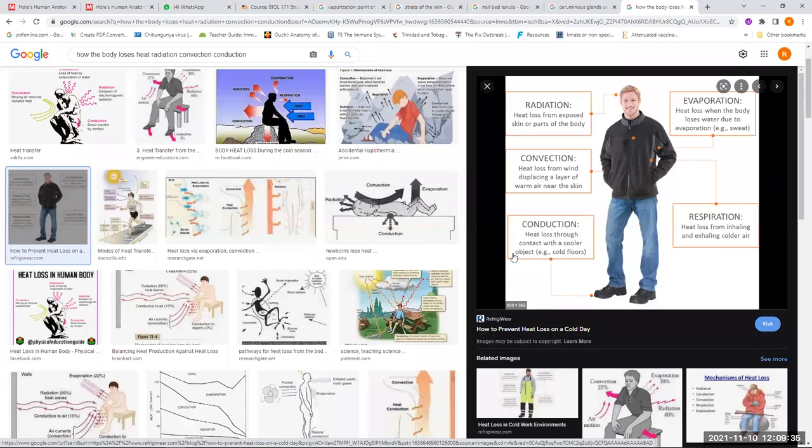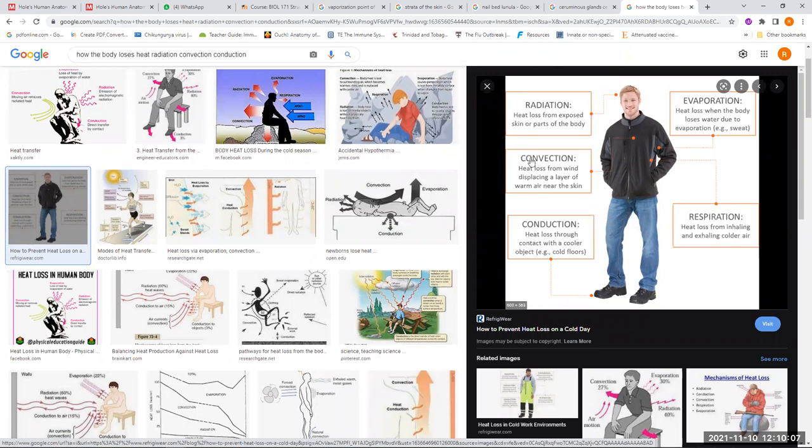Conduction refers to heat loss through contact with a cooler object. Even when you're wearing clothes, if something is in contact with your skin and it is cooler, heat passes just because it is touching your skin. The passage of heat from a warmer object to a cooler one just by touching is known as conduction.